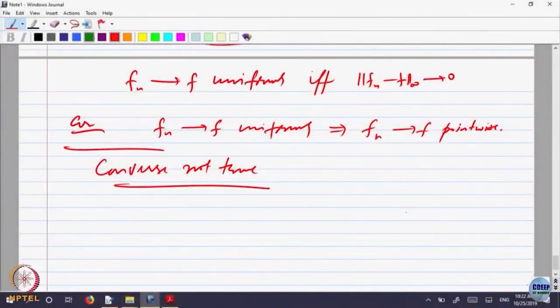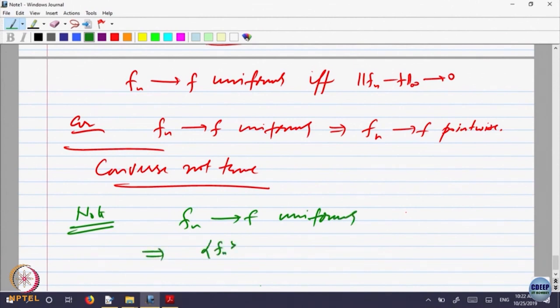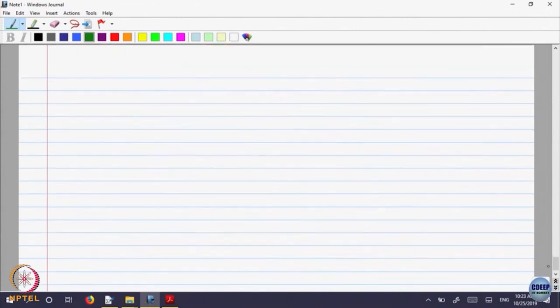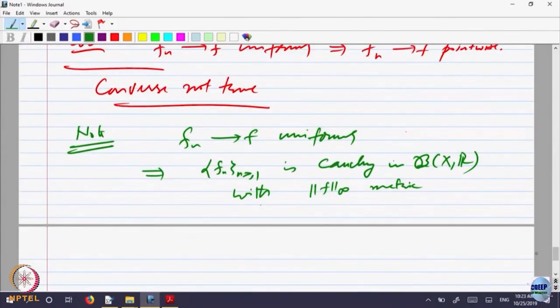So what we start with, note f n converges to f uniformly implies the sequence f n is Cauchy in B(X, R) with the L infinity metric, because this is equivalent to saying that norm of f n minus f goes to 0. So convergence implies Cauchiness in any metric space.